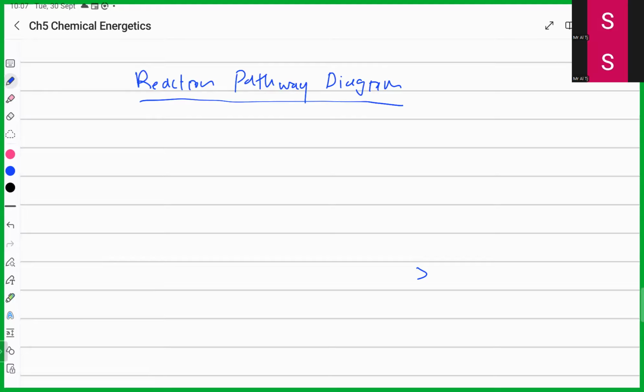Okay, student. So we're going to continue with the chemical energetics. The next topic we're going to discuss is about the reaction pathway diagram. What is it? It is a diagram that tells us what happened to the enthalpy of a reaction over time. The x-axis will be the extent of reaction, or we can think of it like time.